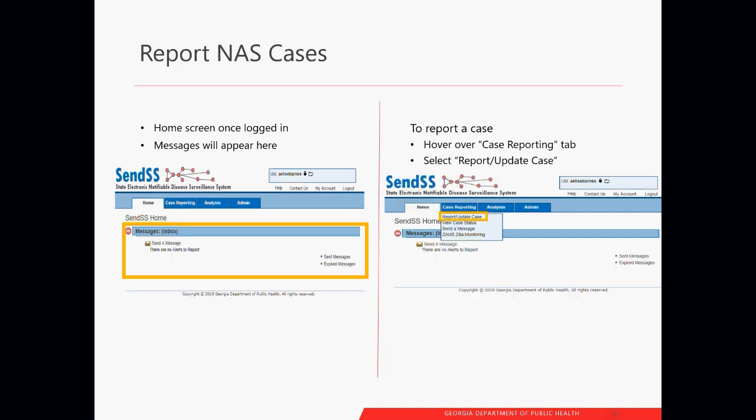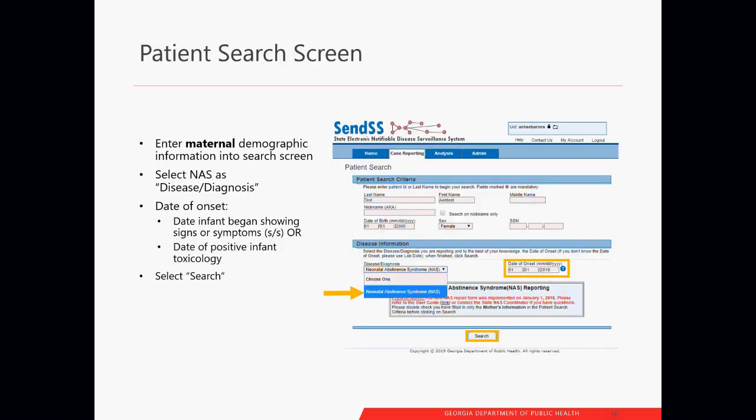In order to report a case for NAS, or really for any condition, you'll go over to the Case Reporting tab. That creates a drop-down list. Once you hover over that, you would select Report/Update Case. From there, it takes you to a patient search screen. For the search criteria, you're going to enter the maternal demographic information, and you will select NAS as the disease/diagnosis and enter a date of onset.